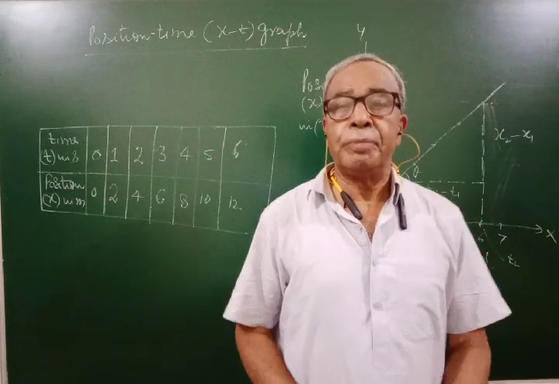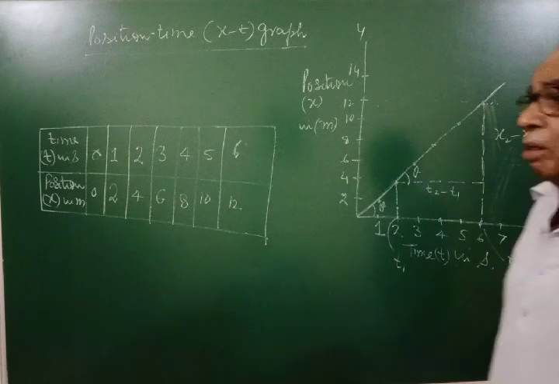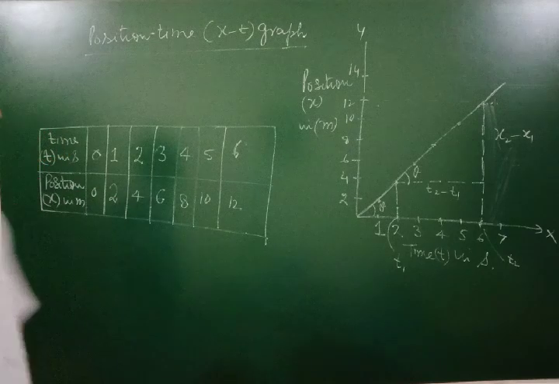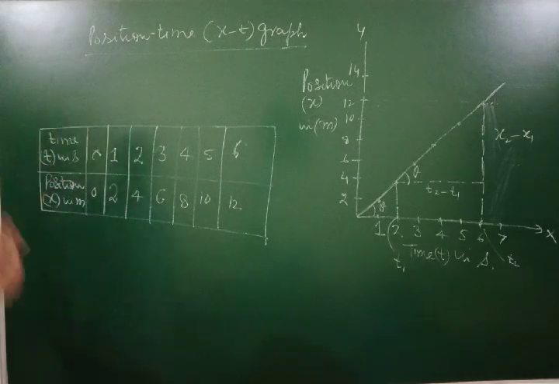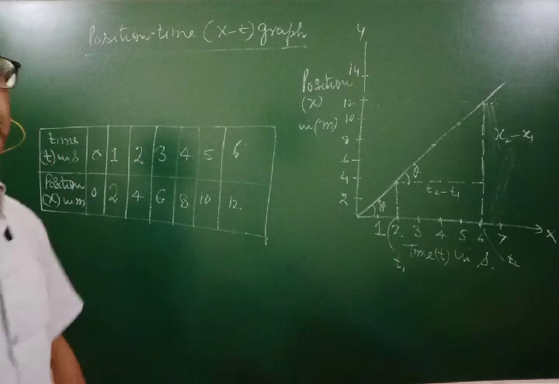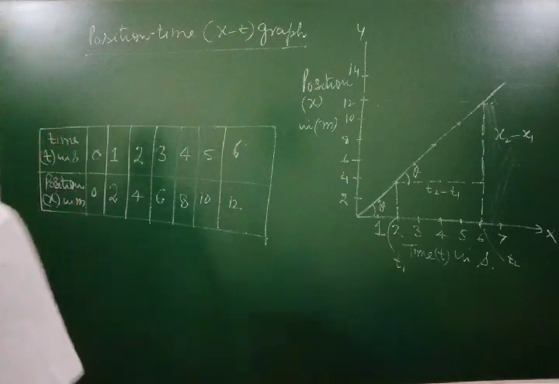Yes, dear students, today I am going to discuss a graph for linear accelerated motion. Here you are given a table. This is a position-time graph. Position, not distance-time graph, position-time graph. What is the meaning of position?